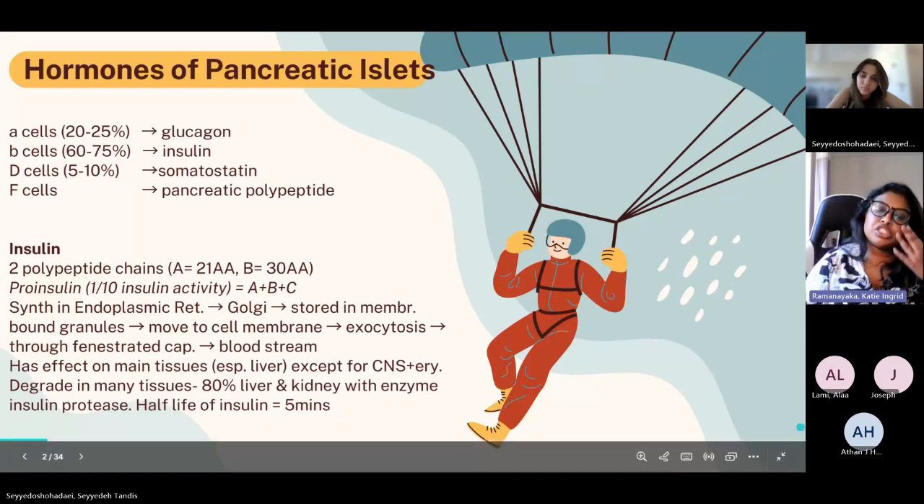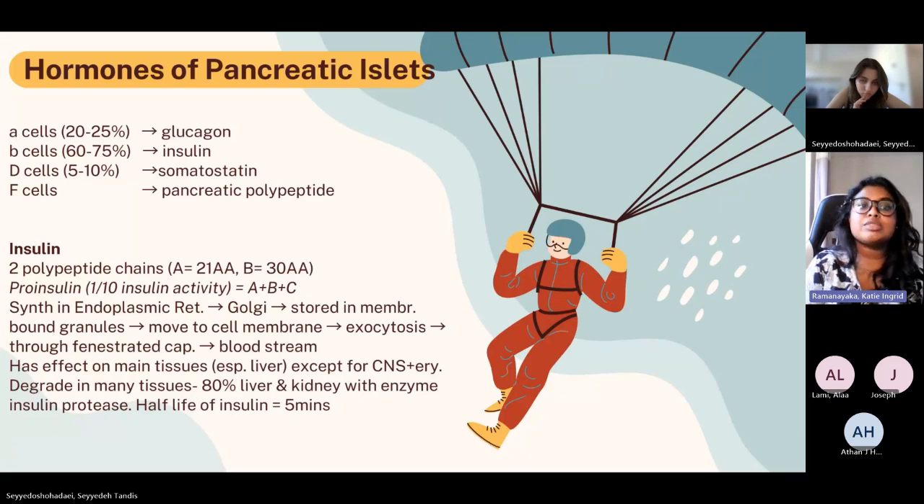Talking about insulin, which is the most important hormone that you have to know of, it's made up of two polypeptide chains, an A chain and a B chain. The A chain has 21 amino acids and the B chain has 30 amino acids. This is quite important. Now, in the formation of insulin, it starts off with a compound known as proinsulin, which is before the production of insulin, and it has 1/10 of its activity. For proinsulin to become insulin, it needs to lose a specific chain of amino acids, which is known as the C chain, otherwise known as the connecting chain. So once this C chain is removed, then it's called insulin.